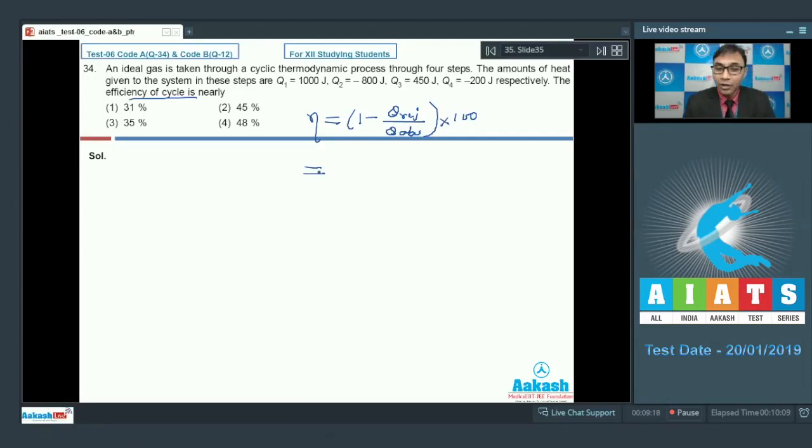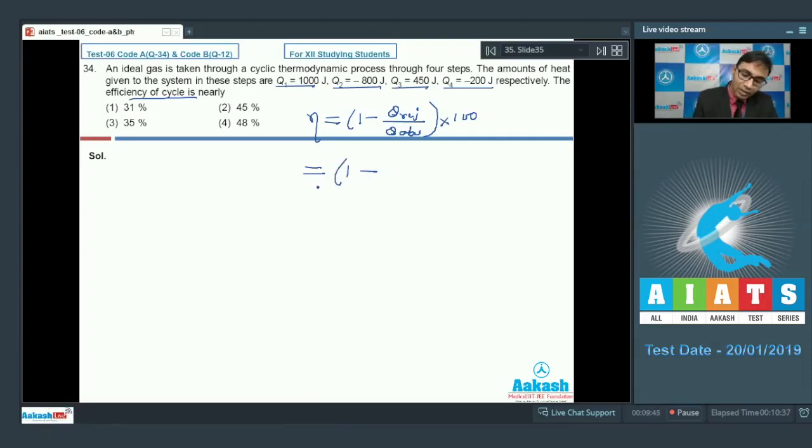So we know that when the heat is positive, it is the heat absorbed, and when the heat is negative, that means it is rejected by the gas, right? So if heat is given to the gas, then it will be positive. If it is taken from the gas, it will be negative. So here Q2 and Q4 are negative. That means this is the heat rejected, and Q1 and Q3 are positive. That means they are heat absorbed.